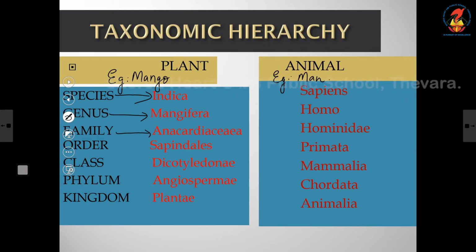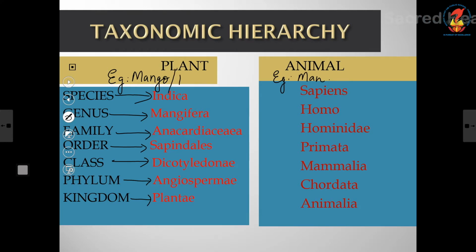The family is Anacardiaceae. Order it belongs to is Sapindales. The class it belongs to is Dicots. The phylum Angiospermae, and it belongs to the kingdom Plantae. So this is an example indicating taxonomic hierarchy in botany. I have taken the example of Mangifera indica.